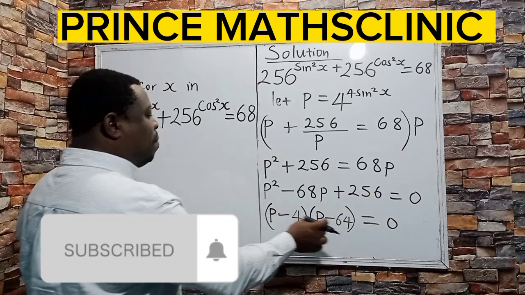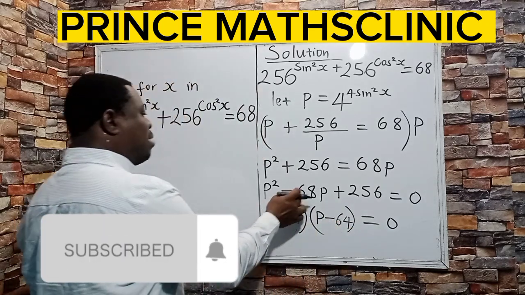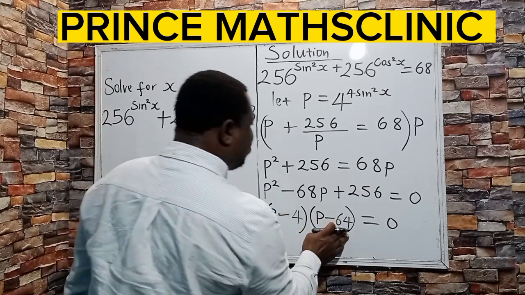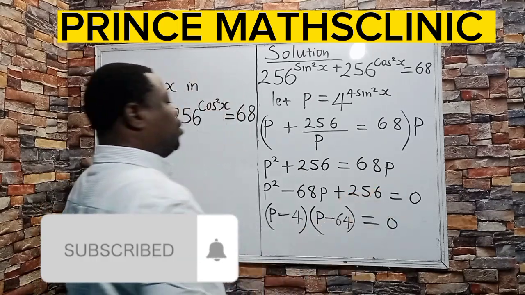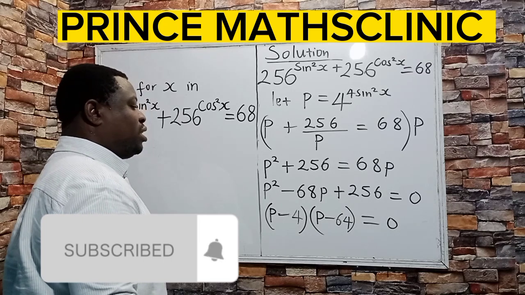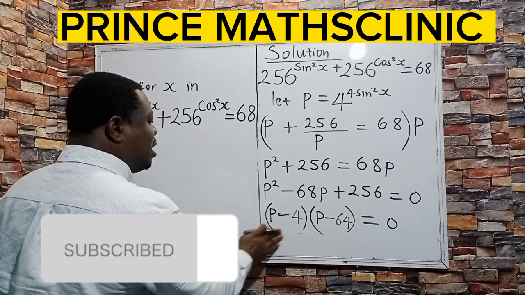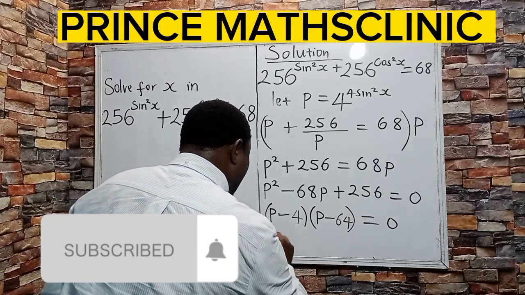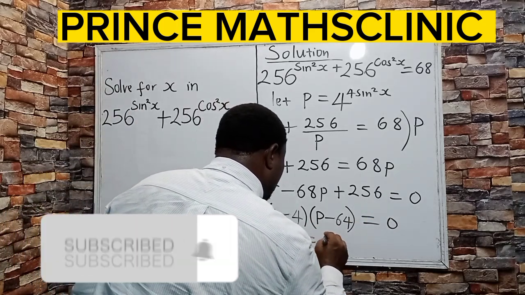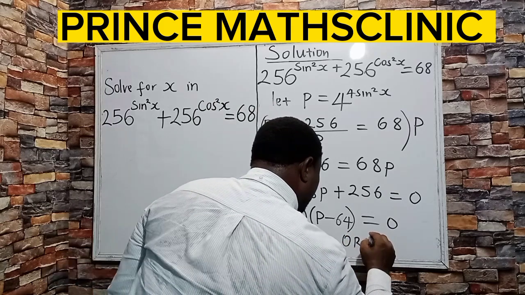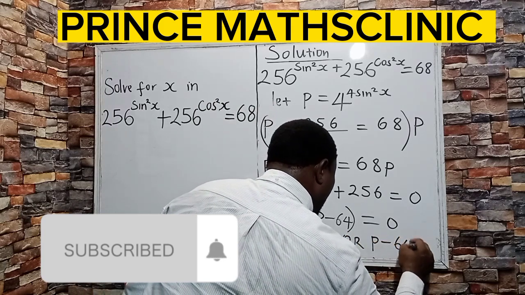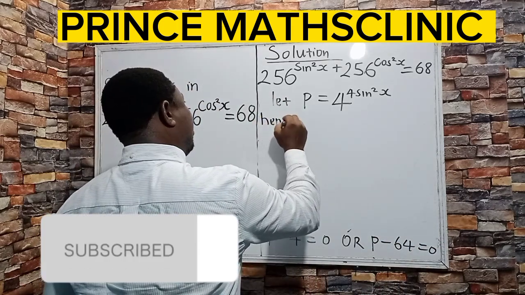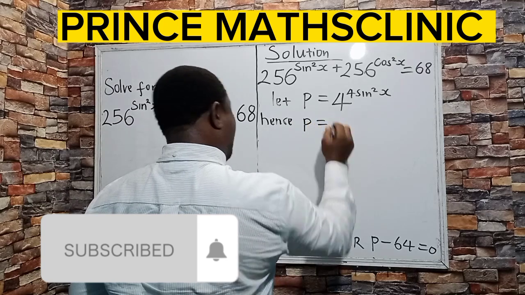So minus 4 plus minus 64 gives us minus 68. And if you multiply minus 4 times minus 64, you get 256. So from here, it means either of these is equal to 0. So it's either p minus 4 equal to 0 or p minus 64 equal to 0. Hence, p will now be equal to what?